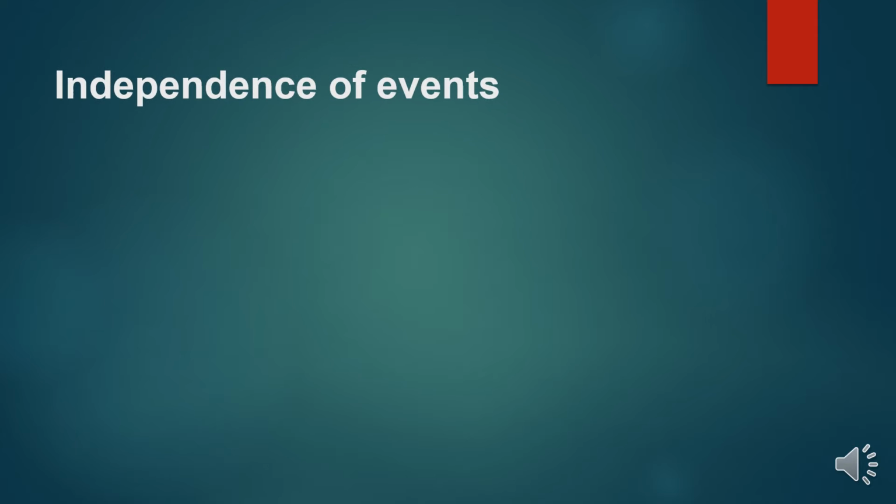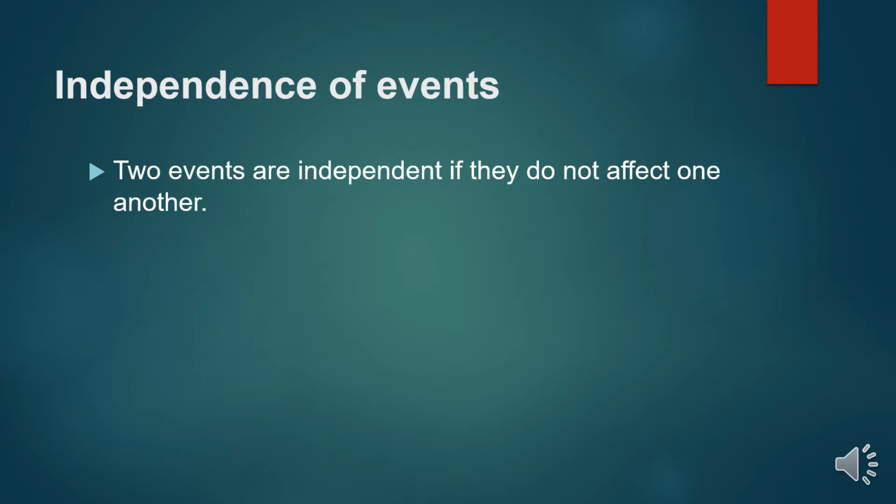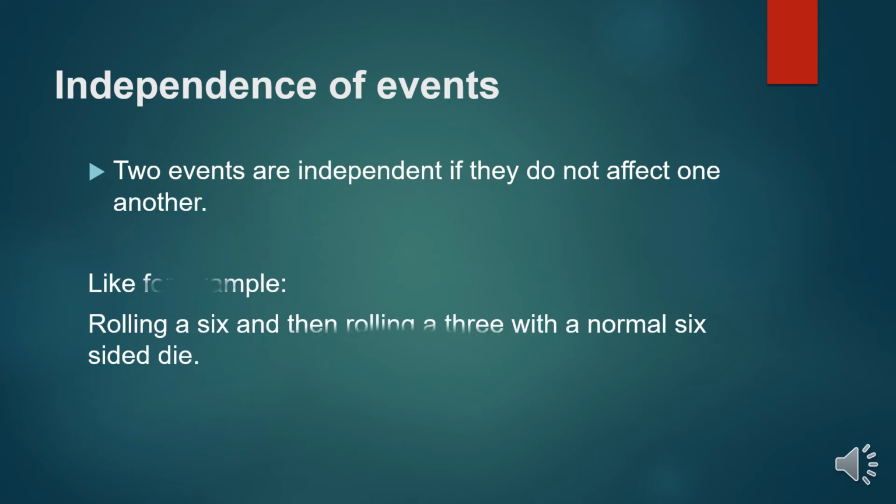First of all, I want to talk about the independence of events. Two events are independent if they do not affect one another. For example, rolling a 6 and then rolling a 3 with a normal 6-sided die. These events are independent because rolling a 6 does not change the probability of rolling a 3. It's still going to be 1 out of 6.